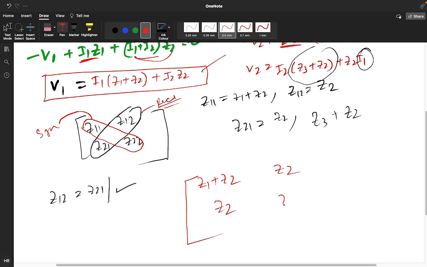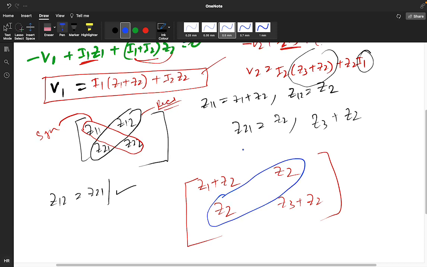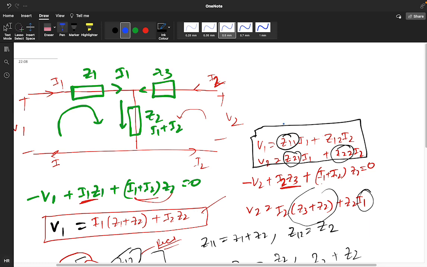Z22 value is what? Z3 plus Z2. So we can clearly see it is equal. That means this network is reciprocal, so we can directly comment that our network is reciprocal network.